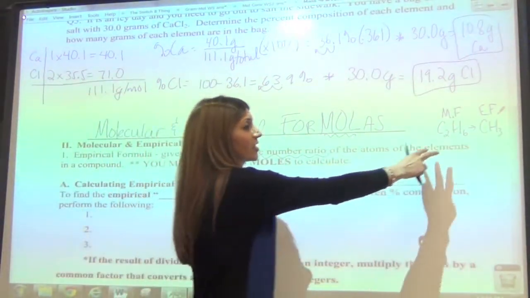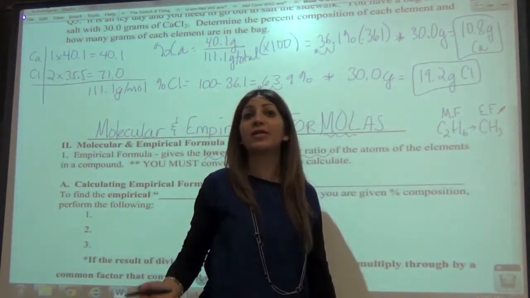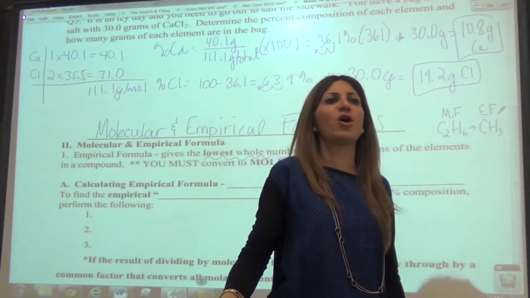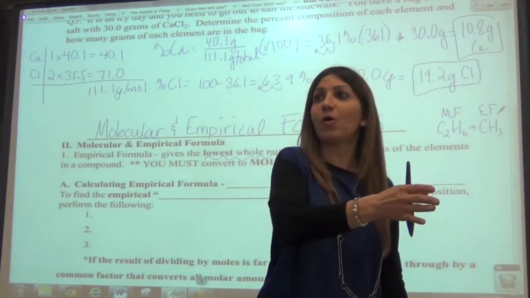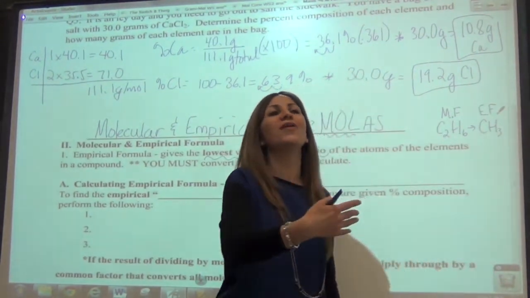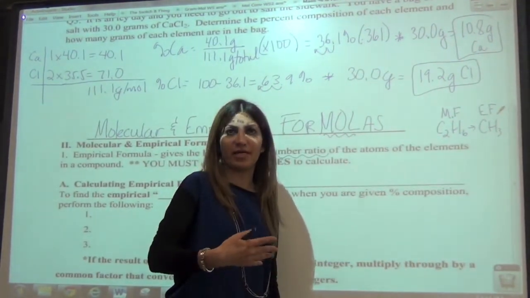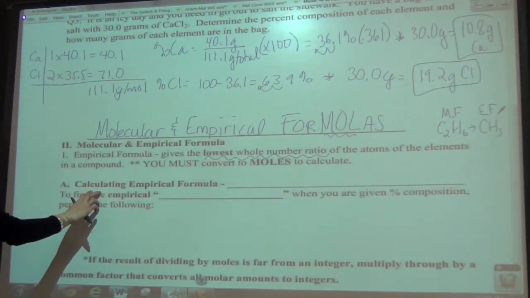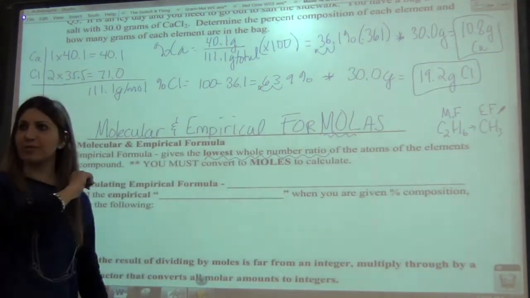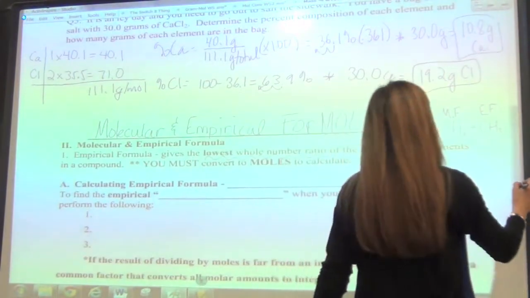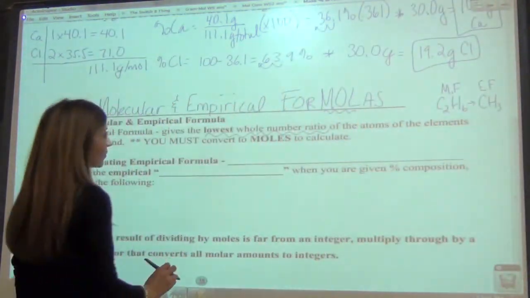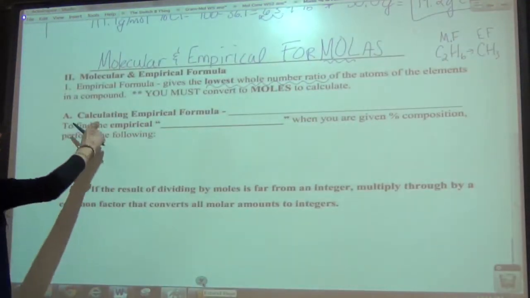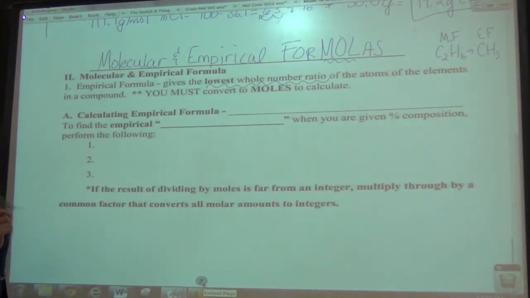So some molecular compounds, remember we said we don't reduce them. You could have dinitrogen tetrahydride, and that's a 2 and a 4. Okay? And then you could figure out what the empirical formula is just by reducing it. So what we're going to first do is, and it says you have to convert to moles to calculate it. And so that's why I call it a formula. That's the only reason why I'm going to call it a formula. So let's calculate empirical formulas first.